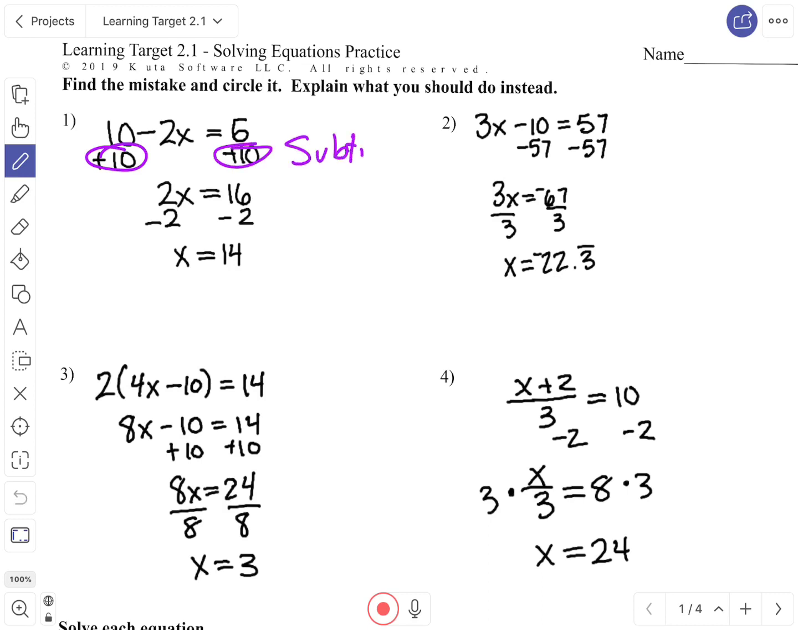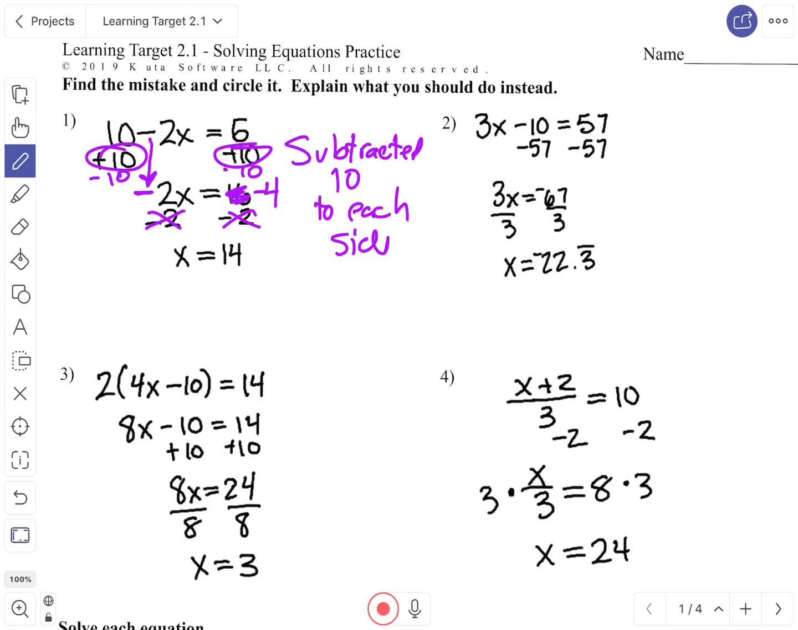They should have subtracted 10 from each side, right? Because then we would have got negative. The second issue I guess they did is they didn't bring down that negative either, did they? So we should have subtracted 10 from both sides. 6 minus 10 would have given us a negative 4. Okay. Then instead of dividing by negative 2, they subtracted negative 2.